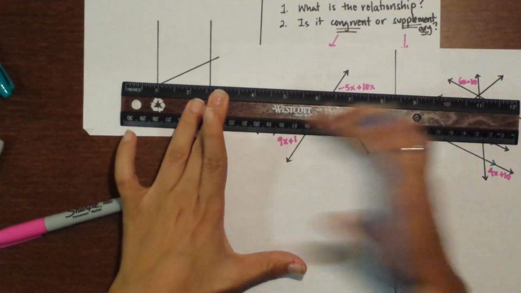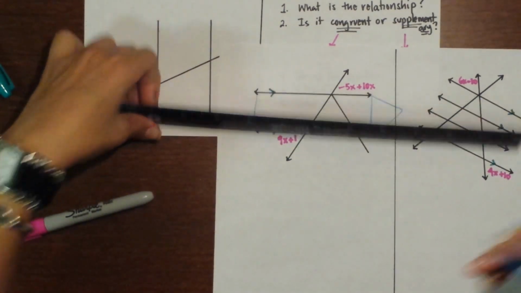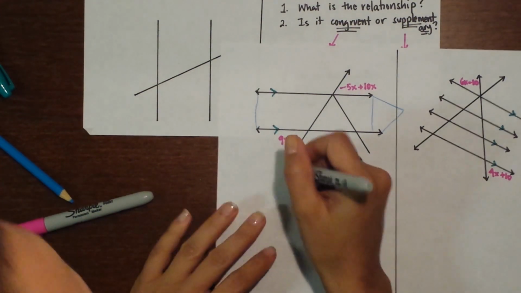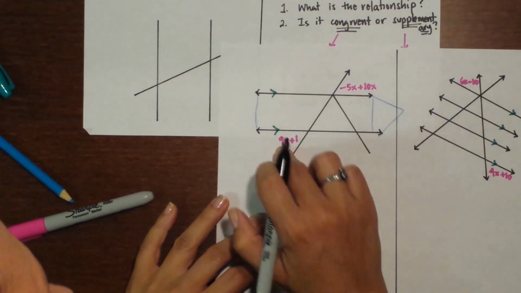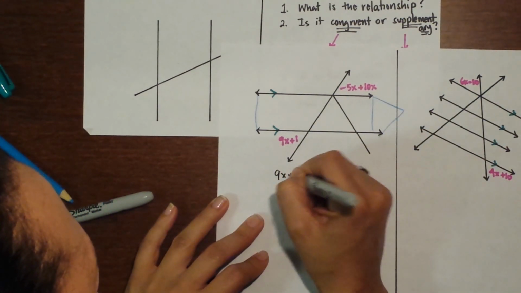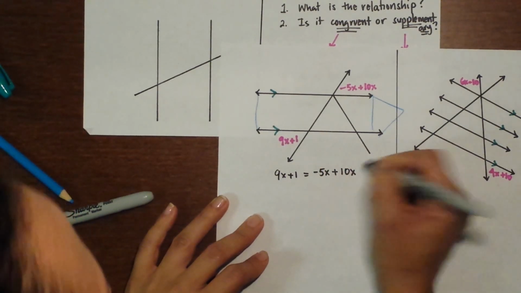So these 2 angles, what's the relationship? Okay, they are congruent. All right, so if they're congruent, how do you set up the equation? Congruent means equal, so you're going to say that this angle is equal to this angle. This angle is equal to that angle. Either way, it's the same thing. So 9x plus 1 equals negative 5x plus 10x.